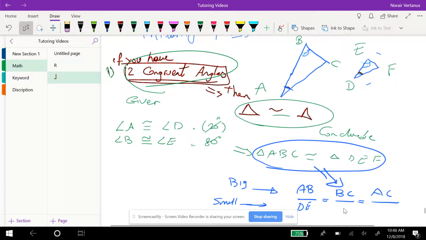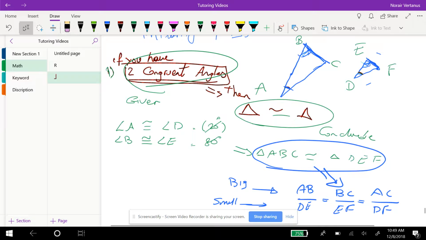Underneath, which one is corresponding to BC from the small triangle? BC is this one. And corresponding to that is this angle, right? And then the third one. So it should be between this angle and the third one, which is this one. We don't know. So that's going to be EF. And then AC, which is the last one left, with DF.